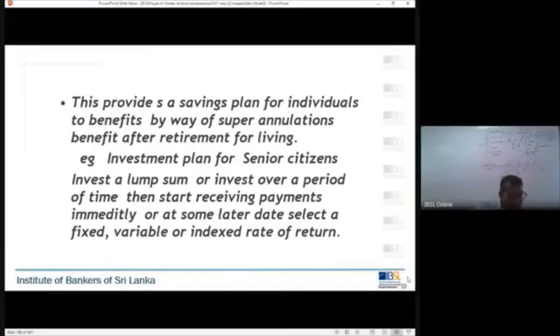That is why a lot of people, more older people, are going for this type of products. But you have to pay a little higher. Why? Because your benefits start immediately. That is what you call annuity products.